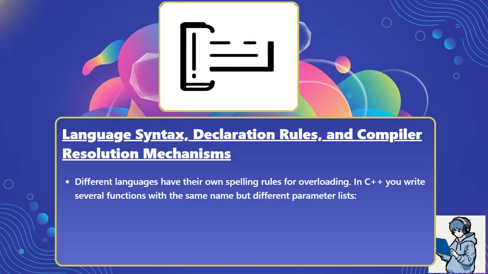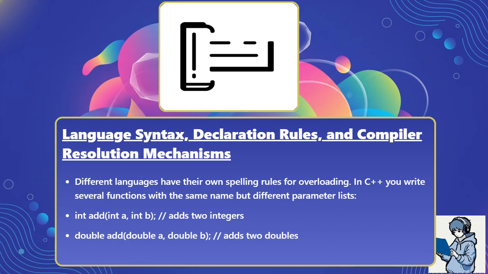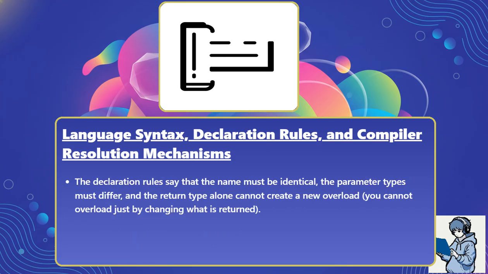Different languages have their own spelling rules for overloading. In C++, you write several functions with the same name but different parameter lists. int add(int a, int b); adds two integers. double add(double a, double b); adds two doubles. std::string add(std::string a, std::string b); concatenates strings. The declaration rules say that the name must be identical, the parameter types must differ, and the return type alone cannot create a new overload. You cannot overload just by changing what is returned.